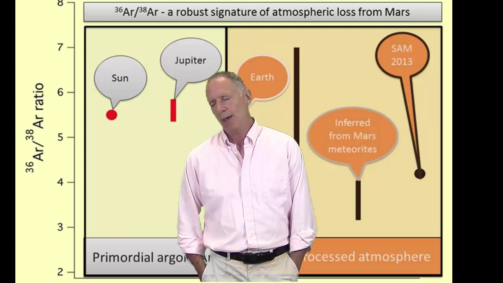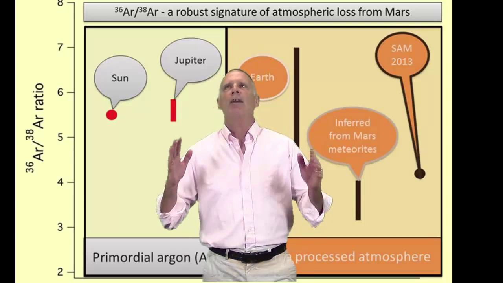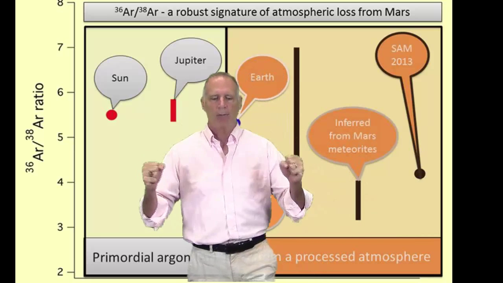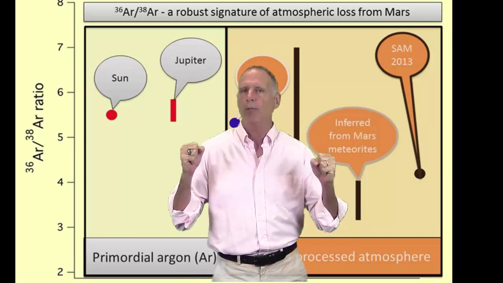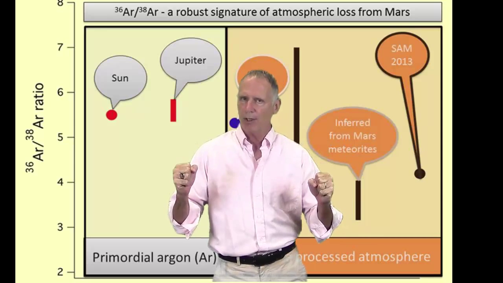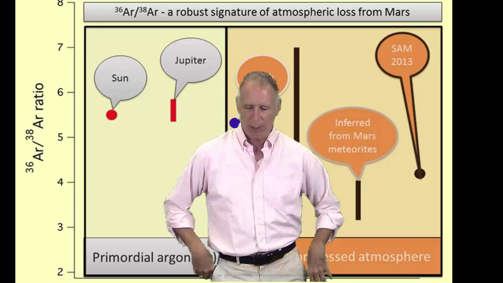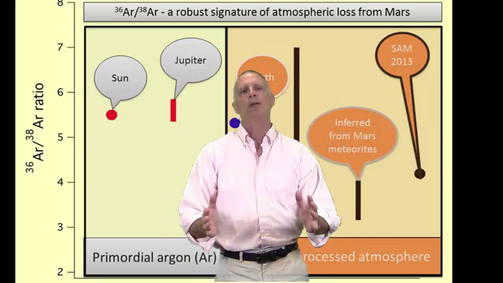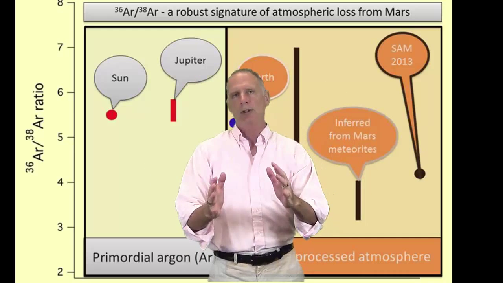And to explain that 36/38 ratio, we have to surmise that Mars has lost at least 50% of its atmosphere, and I'll be honest with you, it's probably more like 90% of its atmosphere. It's been sloughed off into space. So that goes absolutely with what we've been learning about rain on Mars.